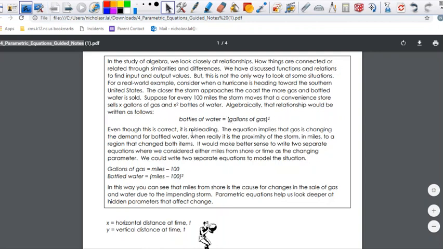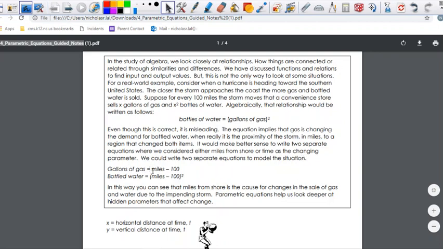Even though this is correct, it is misleading. The equation implies that gas is changing the demand for bottled water, when really it is the proximity of the storm in miles to a region that has changed both items. It would make better sense to write two separate equations where we considered either miles from the shore or time as the changing parameter. We could write two separate equations to model the situation.